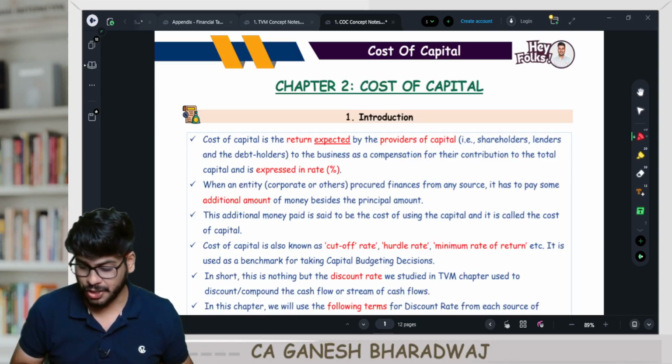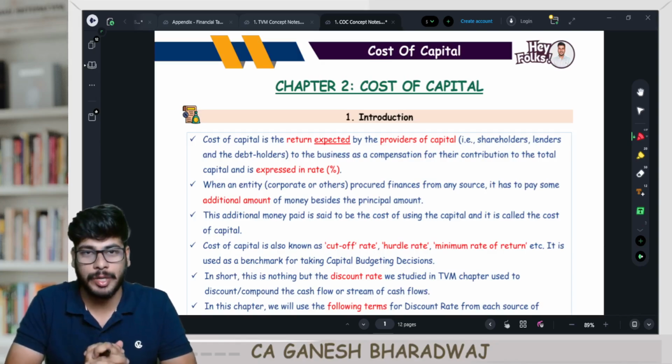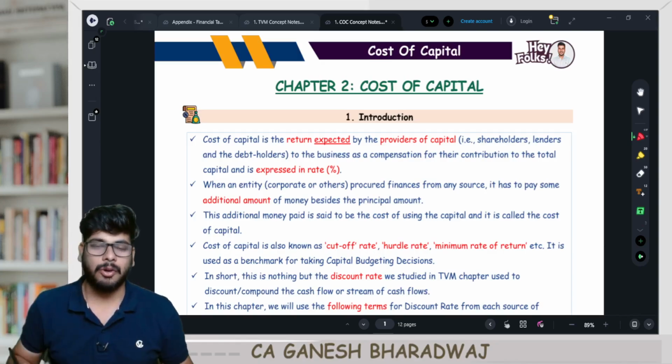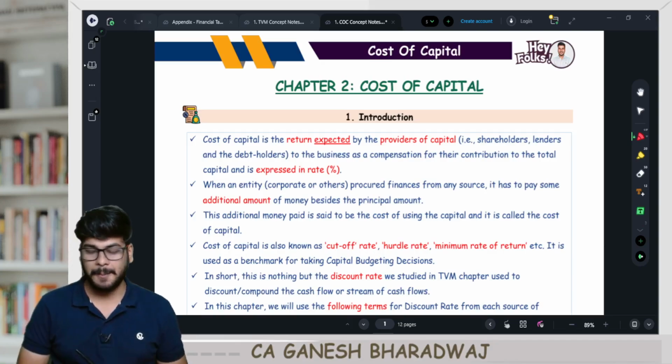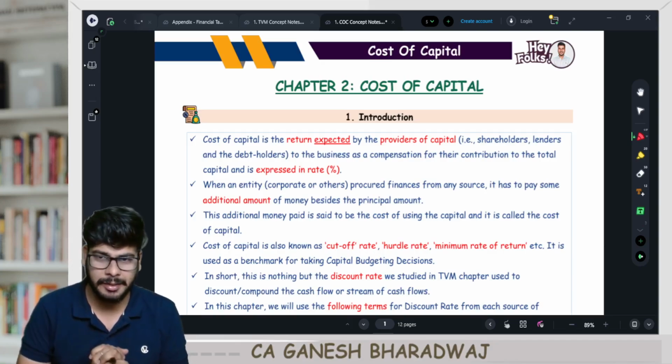So in this session, we are going to get started with a brand new chapter called the cost of capital. Right? So shall we get started?